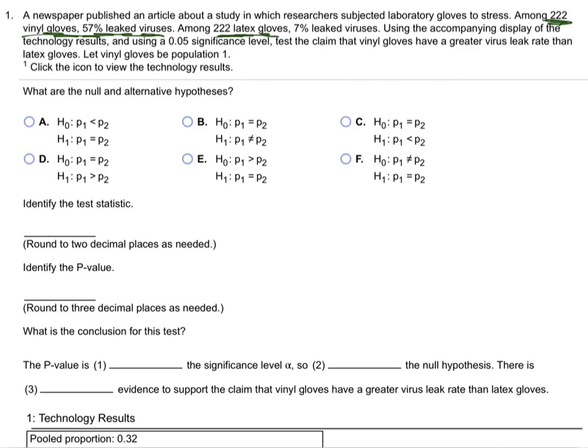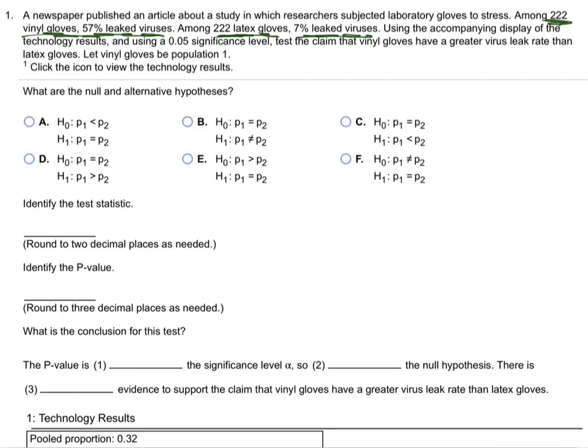Among 222 latex gloves, 7%. What do they use in hospitals? Do they use latex? Not latex anymore, because of latex allergies, so it's vinyl. Latex causes problems with skin. It's allergies. A lot of people have allergies, so they got rid of latex and just shifted over to vinyl.